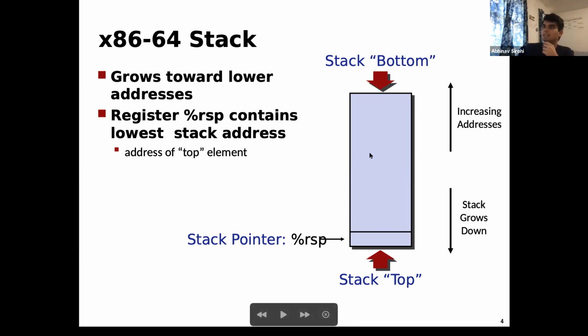And basically, you run out of memory when the stack and heap kind of meet in the middle, and there's no more memory left for you to do anything with. So yeah, it grows toward the lower addresses, which is the same thing as saying it grows lower or grows towards the bottom of memory. And our register RSP is going to contain the lowest stack address, which is effectively the top of the stack. So our stack pointer here initially points to the top of the stack here.